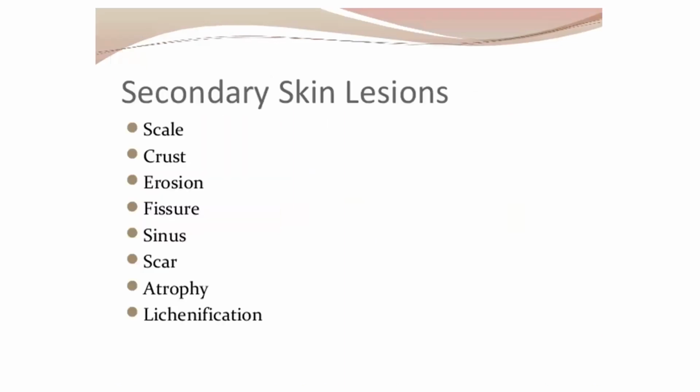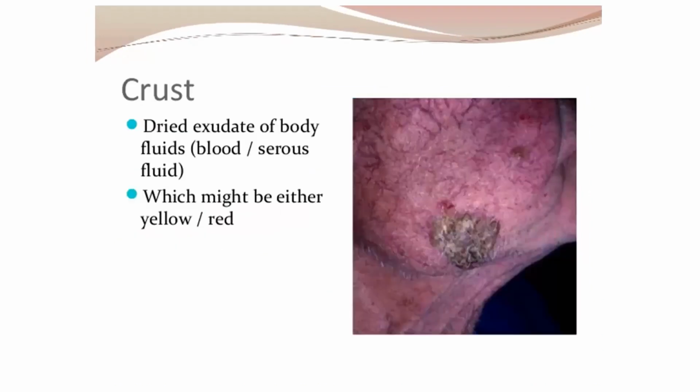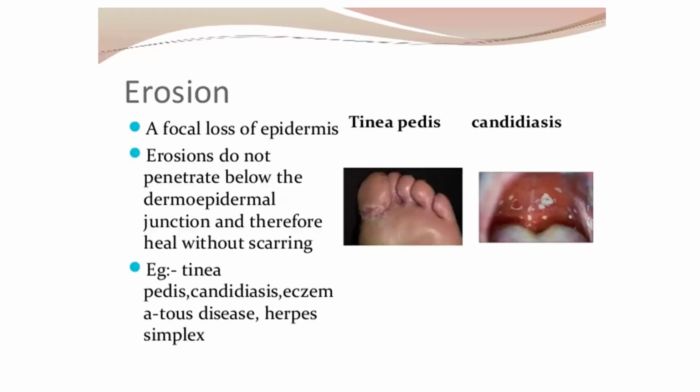intradermal edema. Then secondary lesions: scale, crust, erosion, fissure, sinus, atrophy, lichenification, scar. What is a scale? Excess dead epidermal cells that are produced by abnormal keratinization and shedding. Crust, dried exudate of body fluids, which may either be yellow or red. Erosion, a focal loss of epidermis, and they do not penetrate below the dermoepidermal junction, and therefore they heal without scarring, like in tinea, candida, eczema, herpes.